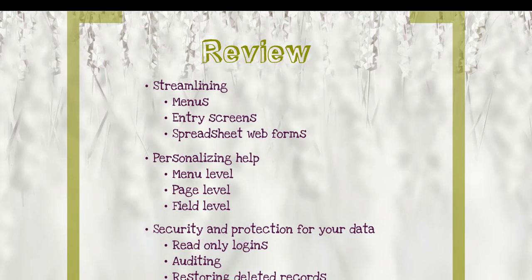Let's review. We discussed a number of ways to reduce complexity and make your Eloquent system simple and intuitive for your staff users. One easy way to accomplish this is to streamline your menus and entry screens, trimming away the non-essential items and fields. Make use of the spreadsheet forms too, which are designed to simplify the data entry process. There is Onscreen Help all throughout the system, providing context-sensitive assistance when and where you need it. All of these help blurbs are customizable and can be rewritten to speak to your staff and your workflows. You can also print out these help pages and create a personalized manual for your organization.